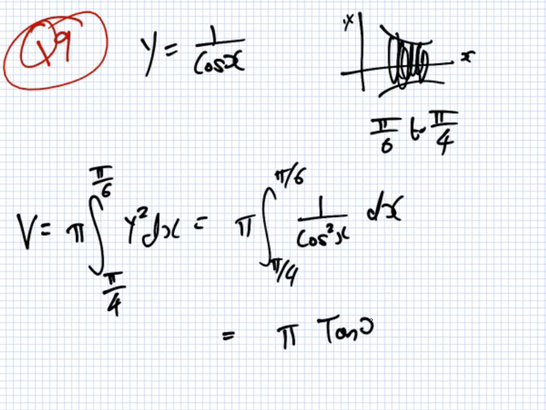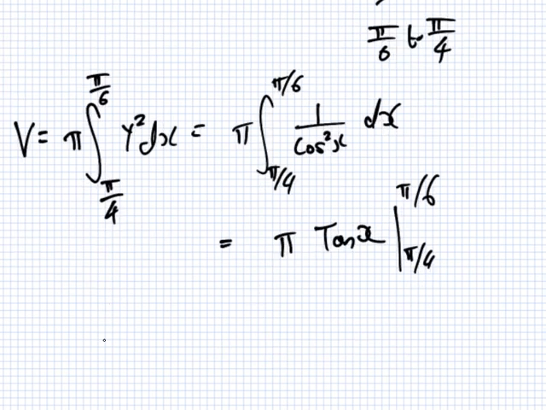Tan x. Because, if you remember from semester 1, listen! If you remember from semester 1, the derivative of tan x is 1 over cos squared x. Therefore, the integration of 1 over cos squared x is tan x. So this is tan x, pi over 4, pi over 6.